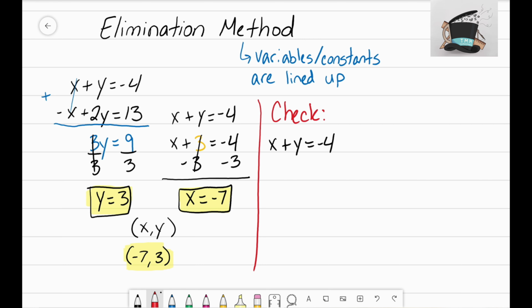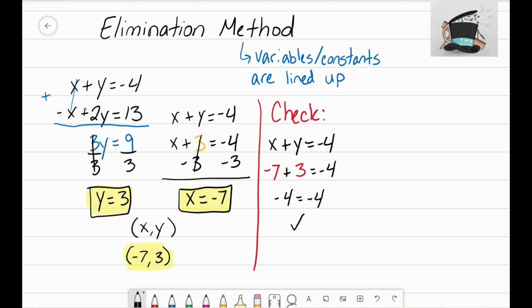So let's go ahead. I have x, well, x is negative 7, plus my y, well, y is 3, and that equals negative 4. All right, we need to combine these, negative 7 plus 3, that just becomes negative 4. Bring down the equal sign, bring down the negative 4. And does negative 4 equal negative 4? I think it does. So this guy checks out. We know that our solution works for the first equation.